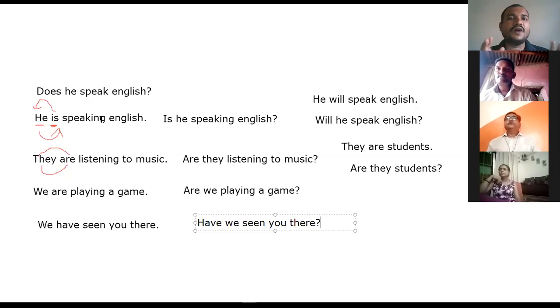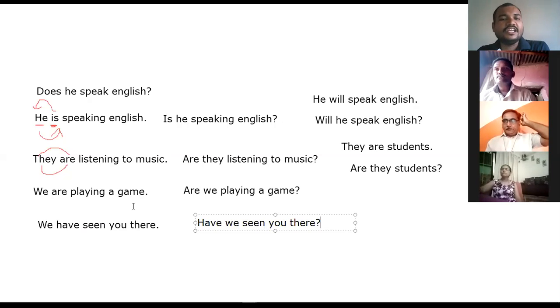Understood? This is the way you are supposed to create yes or no questions, or closed-ended questions. Will he speak English? Yes or no. Are they students? Yes or no. Playing a game? Yes or no. Only option. You haven't been given the scope for speaking more.